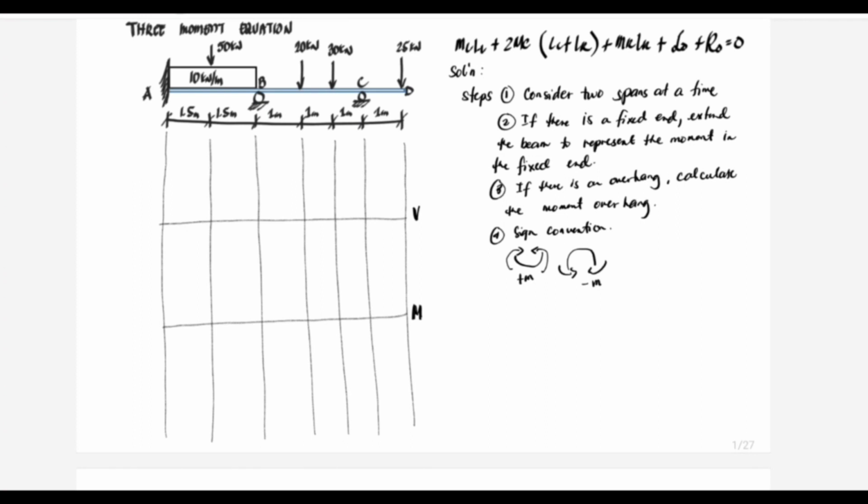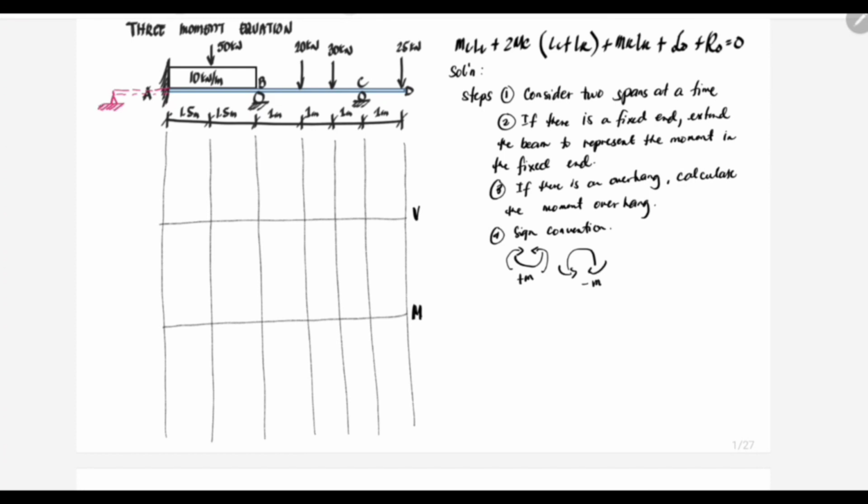I-assume natin dito sa ating beam. Okay, may mga steps naman tayo on how to start this TME equation. Consider the two spans at a time. Number 2, if they're a fixed end, extend the beam to represent the moment in the fixed end. So, anong ibig sabihin nito? Okay, ito pong fixed end natin dyan. I-extend po natin yan. Pag na-extend na natin yung biga dyan, okay, lagay po tayo rito ng ating unyielding supports.